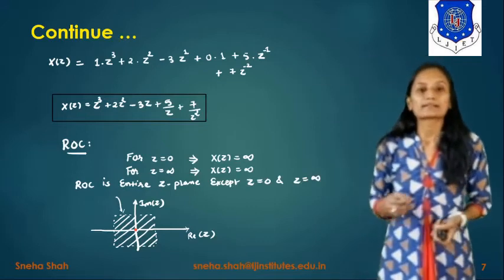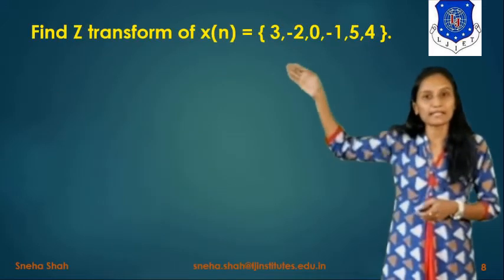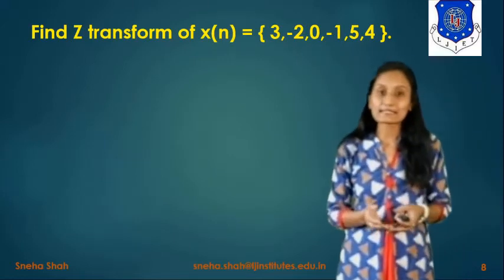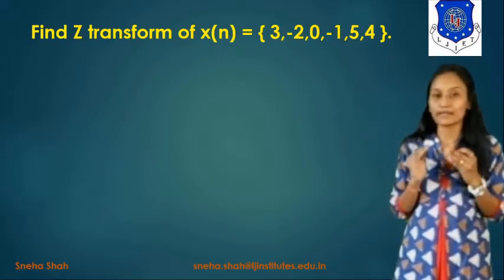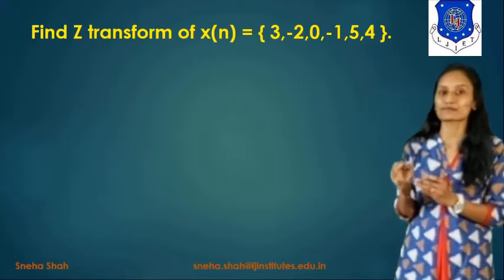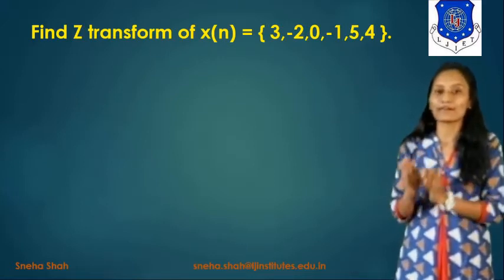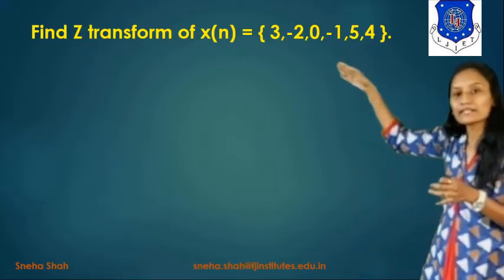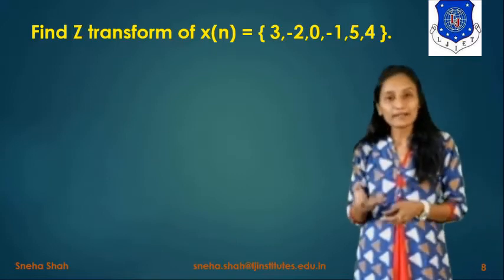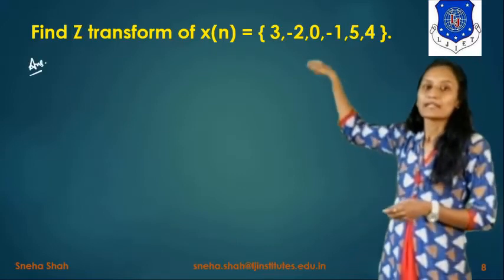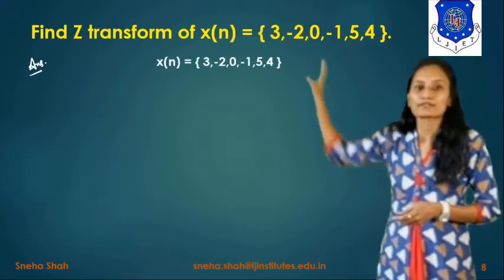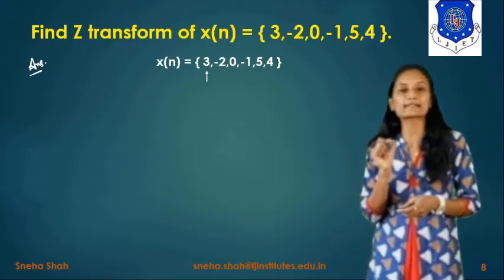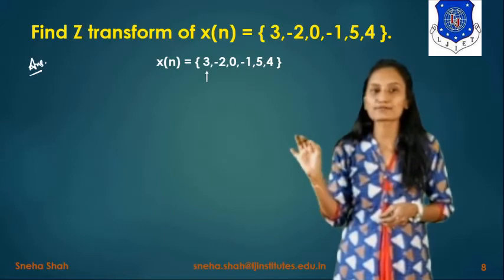Okay. Now, suppose I give a similar type of example like x of n equals to 3, minus 2, 0, minus 1, 5 and 4. But in this example, I am not giving an arrow indicating the position of n equals to 0, right? According to the position of the arrow, the answers may be different. But here, I am not including the arrow in this example. So for this kind of example, we consider that the first term is the arrow. So I will write this x of n over here. In this you have to consider that the first term is the arrow. It means the position of n equals to 0.